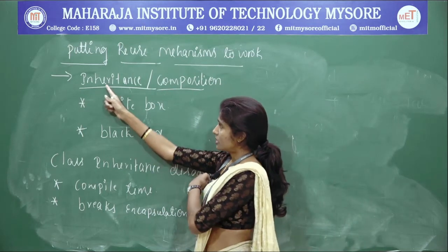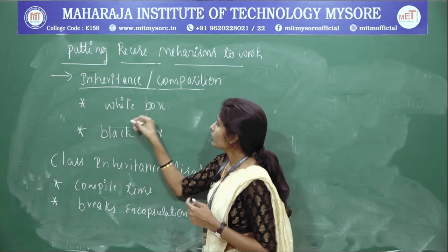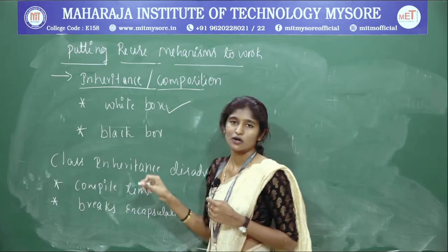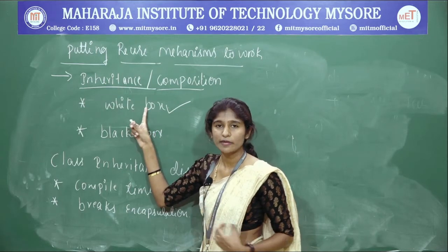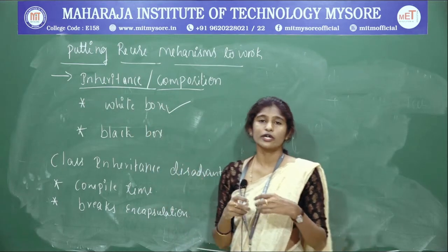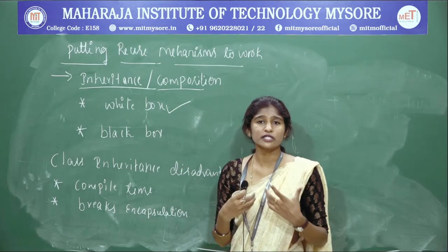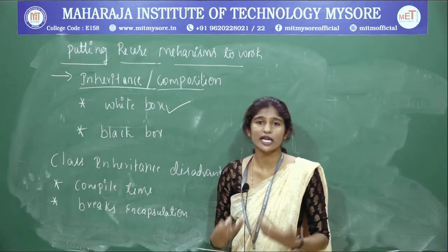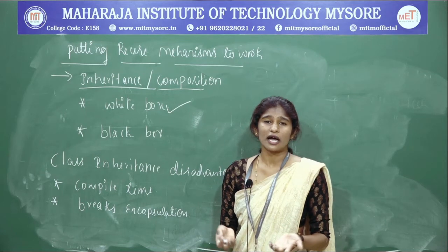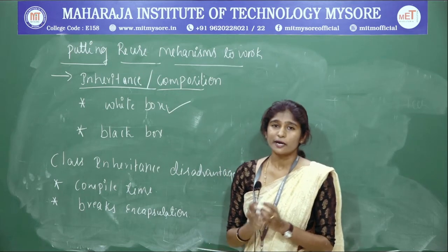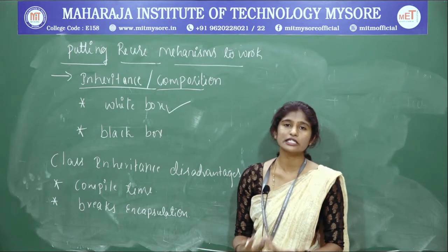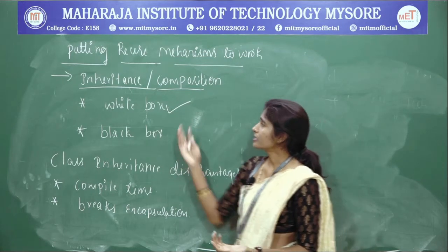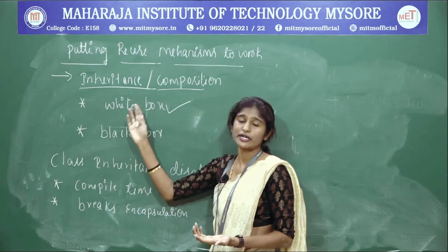In inheritance, I am going to denote it as a white box. Why? Because inheritance exposes the details of the parent class to derived classes. There is no hiding of data there. It completely exposes the data to derived classes, subclasses or children, right? So it is denoted as a white box.